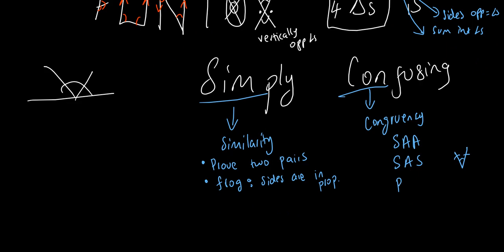Then the famous RHS, right angle, hypotenuse, side. We need to prove that we have a right angle, meaning that we need to prove there is 90 degrees in both triangles. Then another task is to prove that the hypotenuse of this triangle is equal to the hypotenuse of the other, then any other side. You see, that's part of congruency there. And then the last one is simply side.